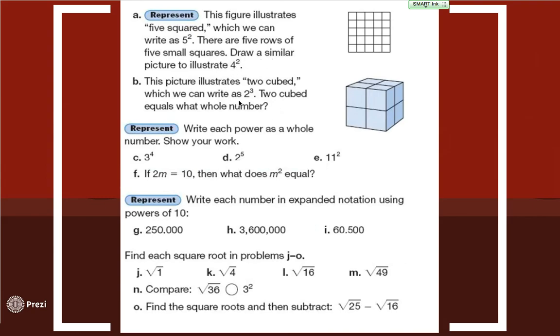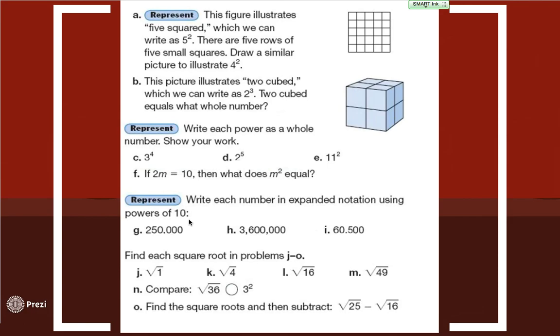Letter B, 2 cubed equals what number? So you've got to figure out what 2 cubed is, which is 2 times 2 times 2. For these ones, you have to show your work. So if you're doing 3 to the 4th power, it's 3 times 3 times 3 times 3. So 3 times itself 4 times.